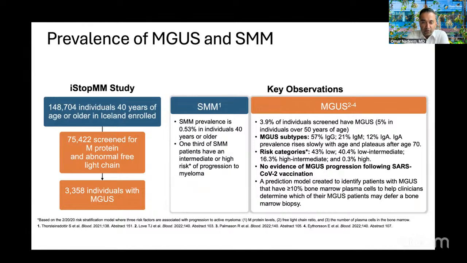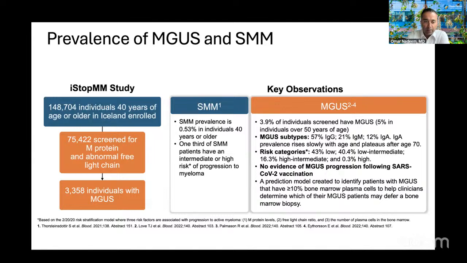And then, as I mentioned, for the first time, because of this study, we learned the incidence or prevalence of smoldering myeloma. This is, again, the middle category. And that was about 0.5% of the population over the age of 40. And about a third of those patients actually had intermediate or high risk smoldering myeloma with the risk of progression to multiple myeloma.